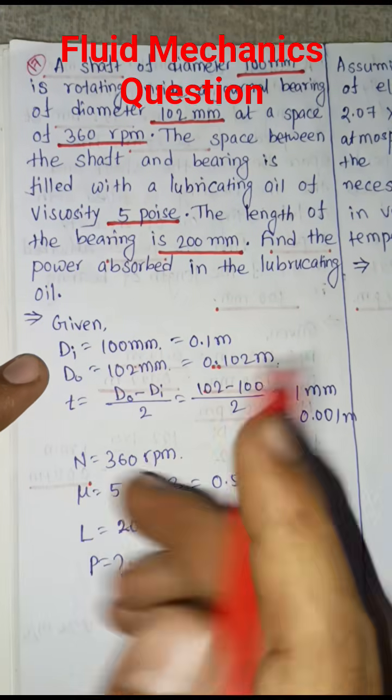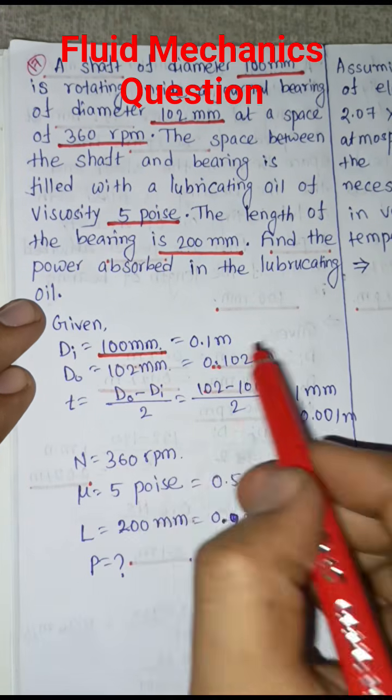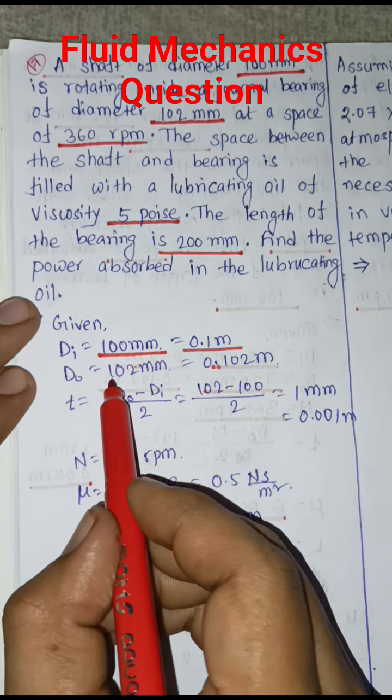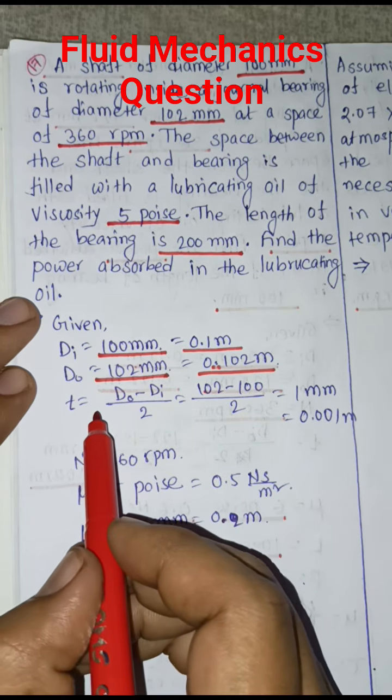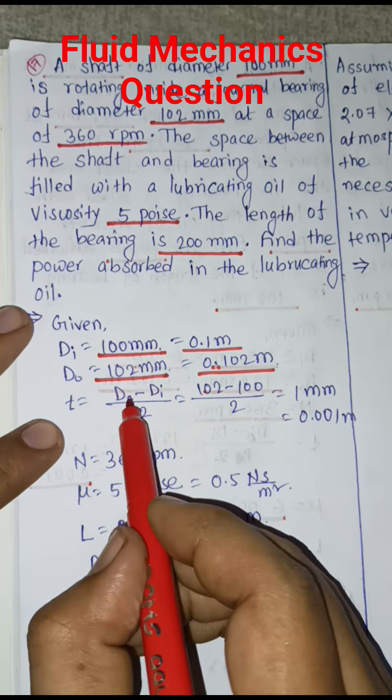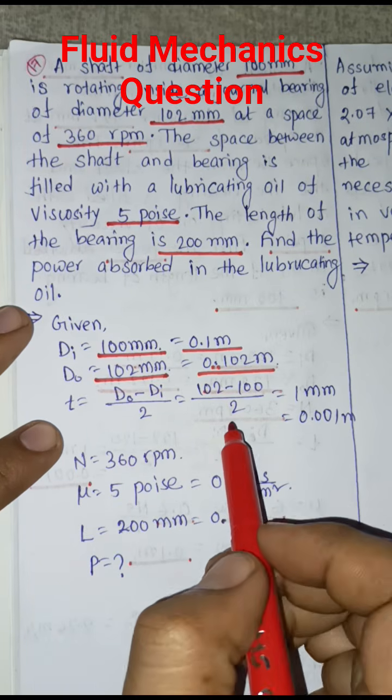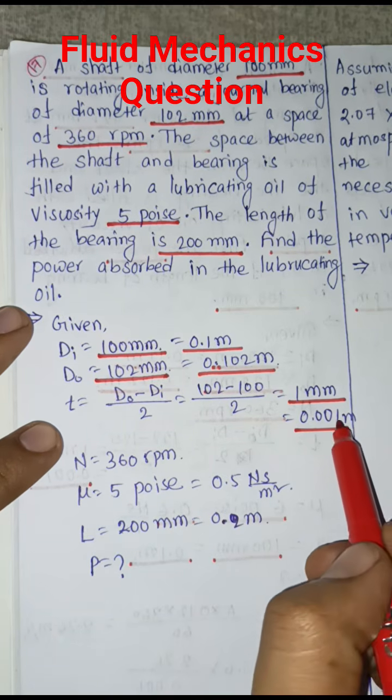So what is given in this question? The inside diameter, the shaft diameter, is 100 mm, that will be 0.1 meter. The outside diameter is 102 mm, that is equal to 0.102 meter. From here you can get the thickness of the lubricating oil, that will be the outer diameter minus the inner diameter divided by 2. So (102 minus 100) divided by 2, that will be 1 mm, that is 0.001 meter.